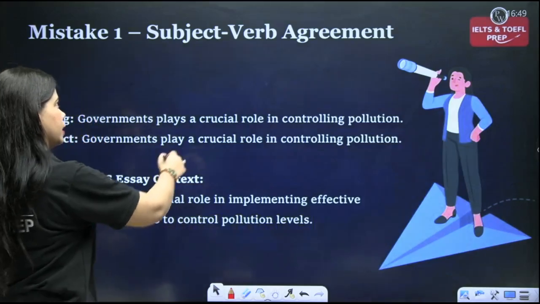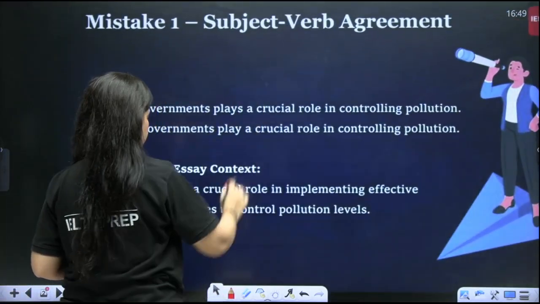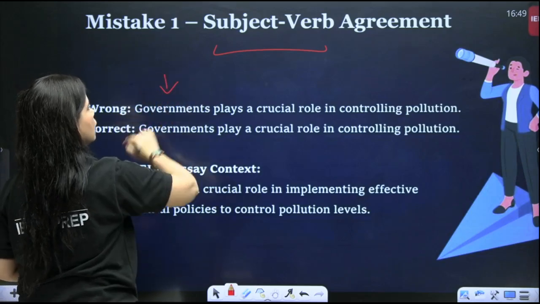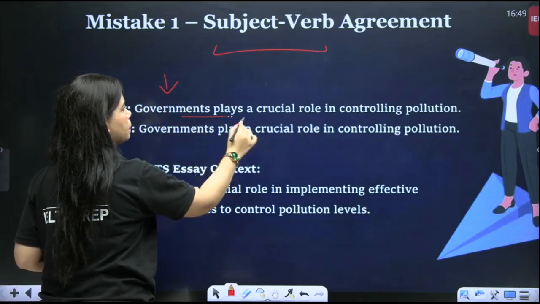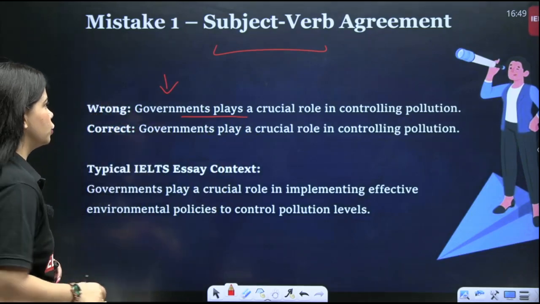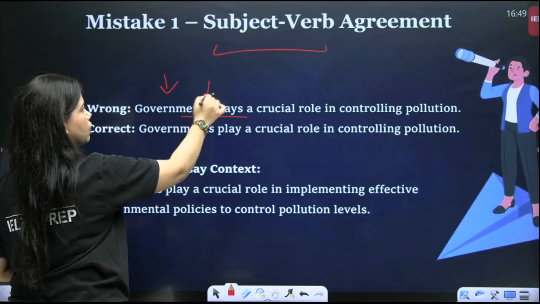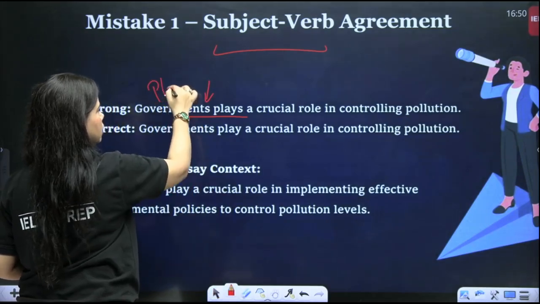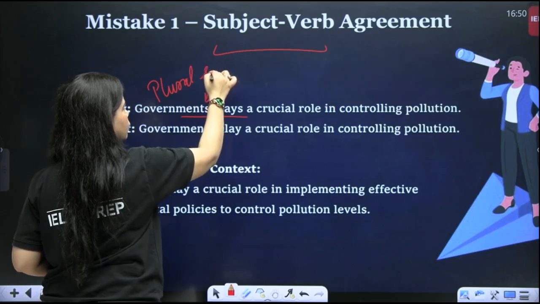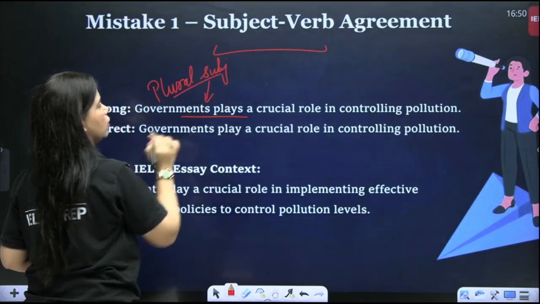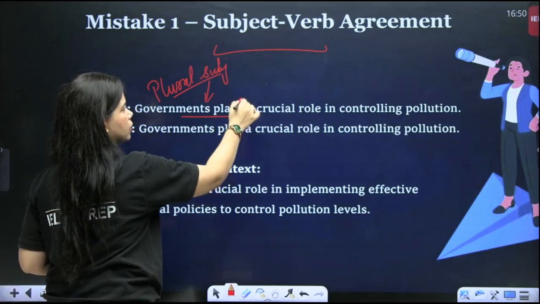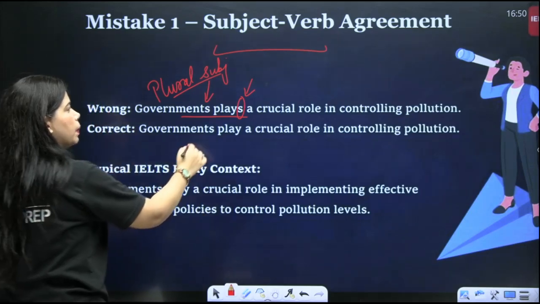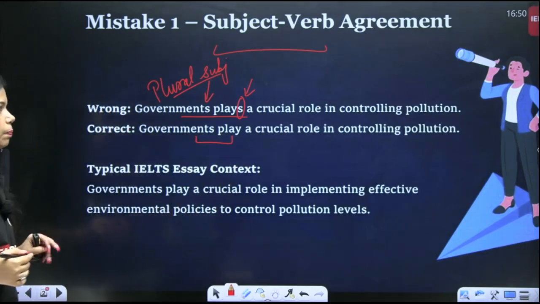The very first error is subject verb agreement error. Now look at this sentence. It says, governments plays a crucial role in controlling pollution. So what is the problem here? Governments, which is our plural subject. Now this is a classic error that occurs all the time. Please understand this and how to remove this. When your subject is plural, governments is plural, then the verb does not take S or ES. So the correct form can be governments play a crucial role in controlling pollution.